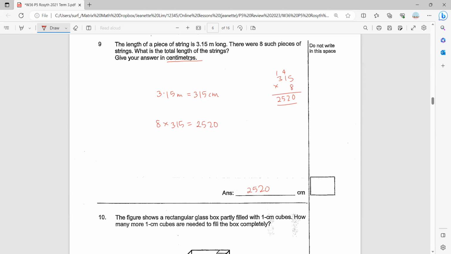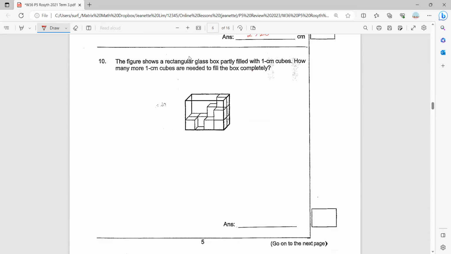Okay, question 10. Figure shows a rectangular glass box, partly filled with 1 cm cubes. How many more 1 cm cubes are needed to fill the box completely? Okay, so first, we want to find how much is needed to actually fill up fully, right?